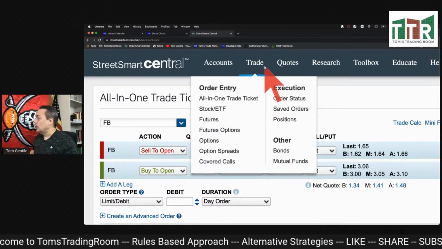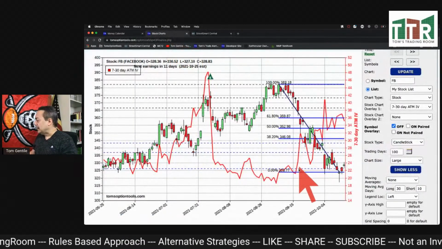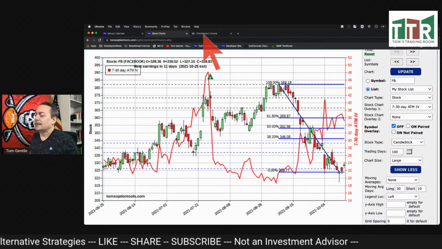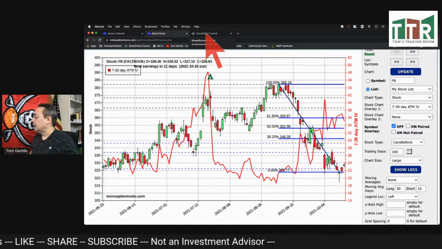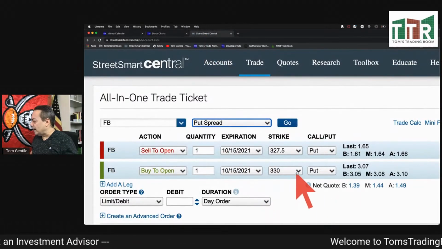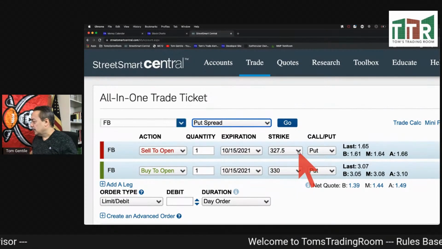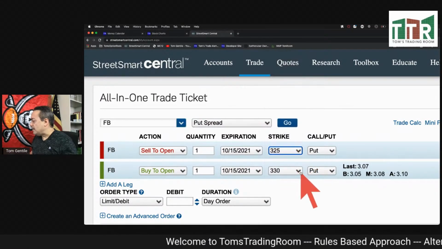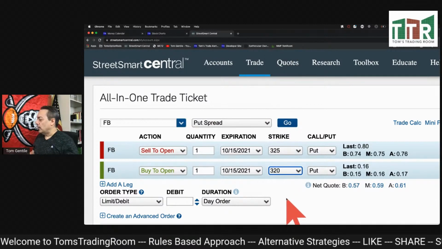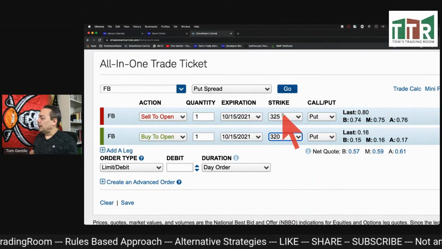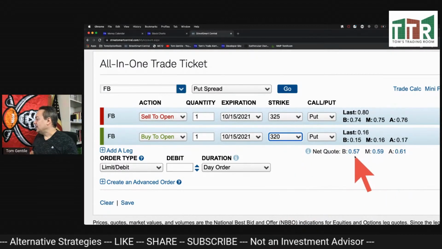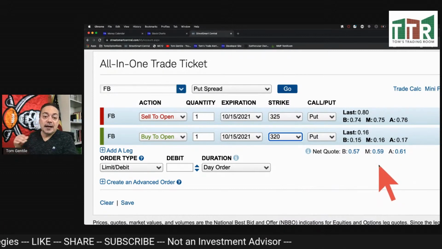Right. So take a look at where Facebook is right now. So my levels down here, that 323. So I'm really liking the 325 strike. I believe this is a good place to sell. So if I look at the 325 puts to sell, then that's what I'm looking at, and maybe buy the 320s. Now, what can we do that for? All right, now this is a 5-point strike. It says right now I can do it for 57 by 61. So let's call it 58 cents.